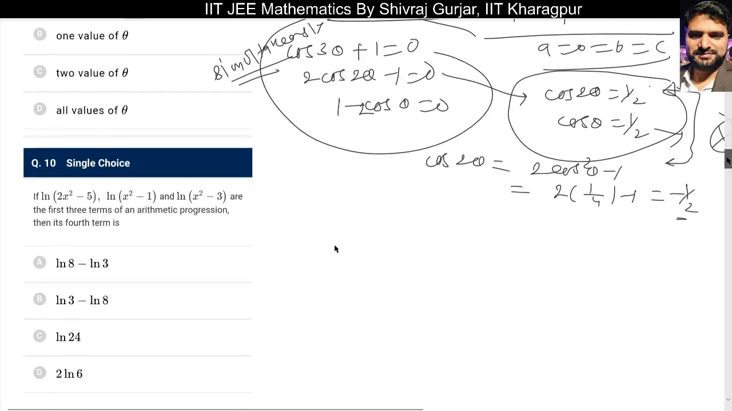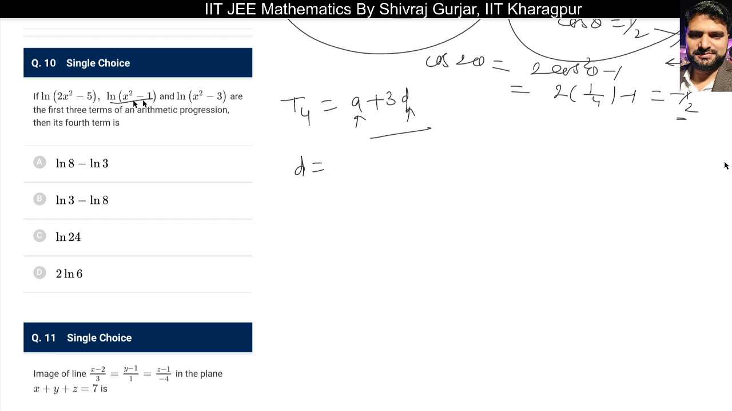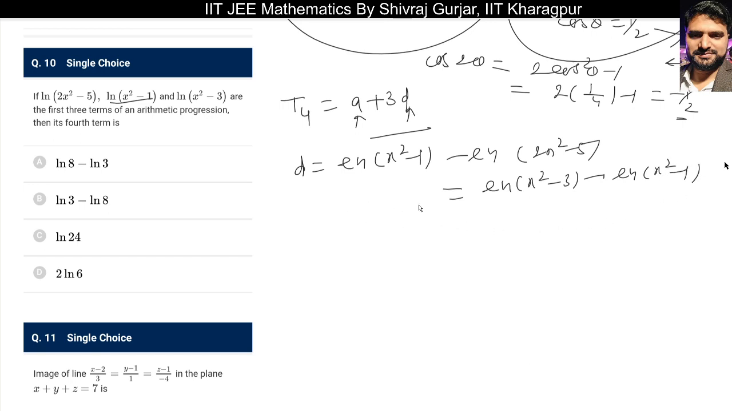Let us move to the next question. If ln 2x square minus 5, ln x square minus 1 and ln x square minus 3 are the first 3 terms of an AP, then what will be its fourth term? P4 is a plus 3d, where a is the first term and d is the common difference. So let us write d. What will be d? This minus this: ln x square minus 1 minus ln 2x square minus 5. This can also be written as ln x square minus 3 minus ln x square minus 1. So that will be d.